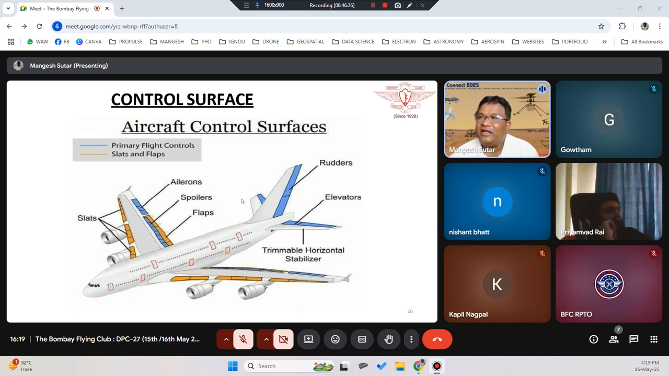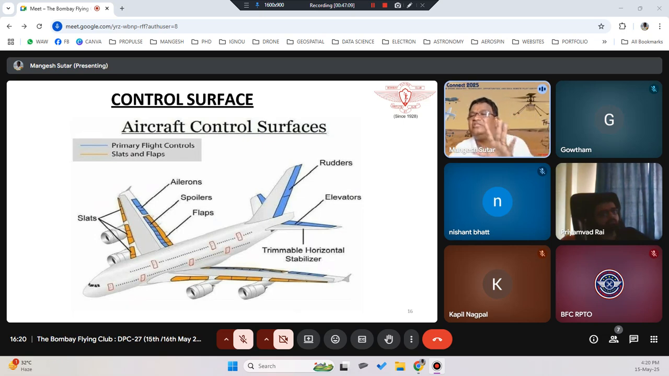Whereas there are other controls like spoilers, flaps, slats. These are additional controls. When I say primary controls, they are ailerons, elevators, and rudders. Any aeroplane which is flying will always have these three primary control surfaces. Without these three primary control surfaces, you cannot control your aeroplane. So you need to have an aileron, an elevator, and a rudder in your aeroplane.